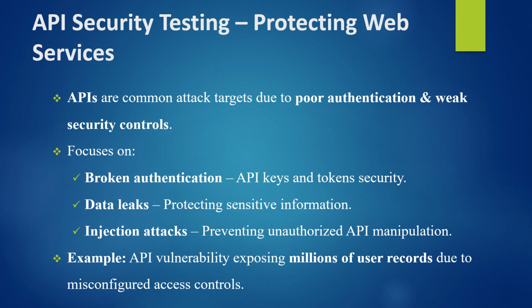Modern applications rely heavily on APIs, application programming interfaces, to transfer data. If not properly secured, APIs can become major attack vectors. Common API vulnerabilities include broken authentication, weak API keys, or missing authorization checks; data exposure, APIs revealing sensitive customer information; and injection attacks, attackers manipulating API requests. Example: in 2018, a major API vulnerability in a social media platform exposed millions of user records. Proper API security testing could have prevented this data breach.